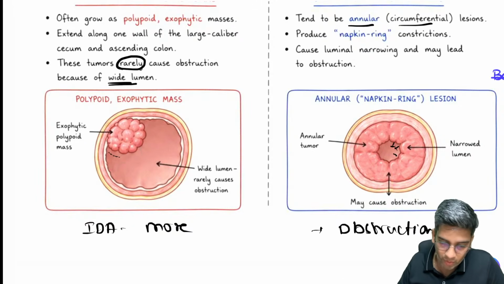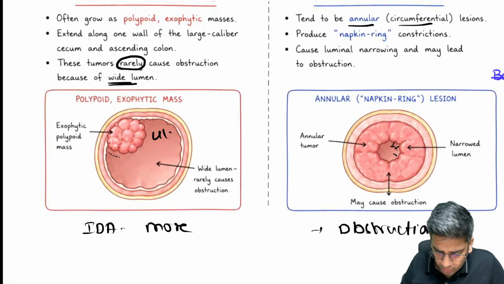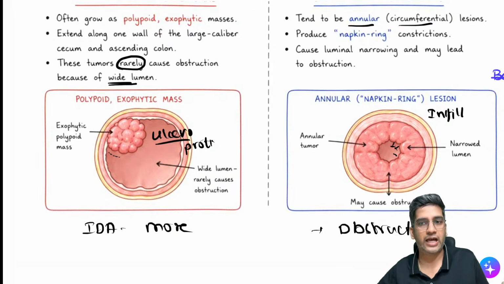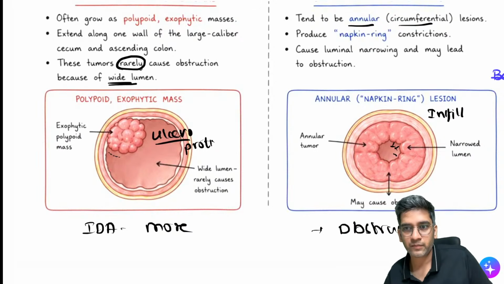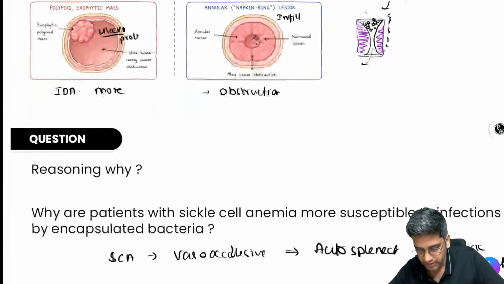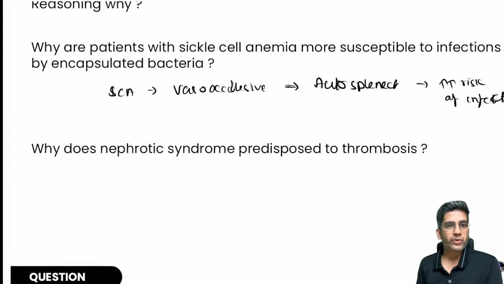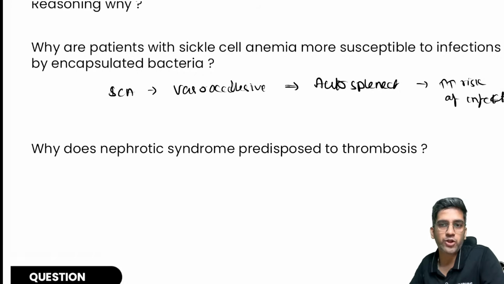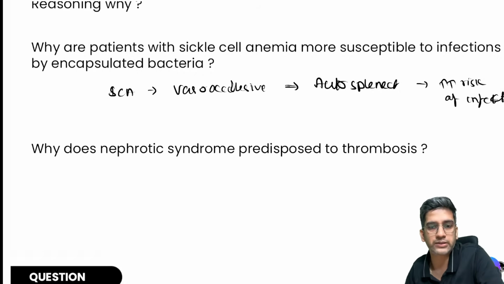And here, why more? This almost always has an ulceroproliferative mass. Okay, this is more of an infiltrative lesion. It infiltrates the surrounding. That's why that happens. Fine. Okay. Done. Perfect. The next question. Next reasoning why question. Why is there thrombosis in case of a nephrotic syndrome patient? Increased risk of thrombosis.